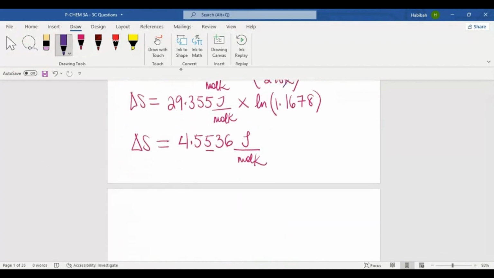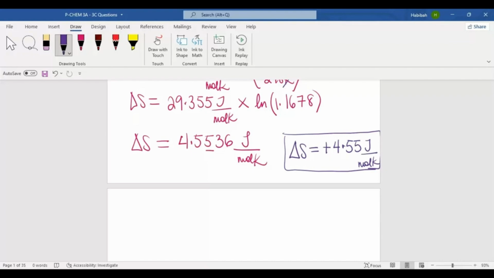So having that sig figs, we have our change in S to be plus 4.55 joule per mole Kelvin. And I wanted to mention this. It was very important to say, anytime you're dealing with an entropy question, make sure you always put a plus or a minus because it's very, very important in entropy.